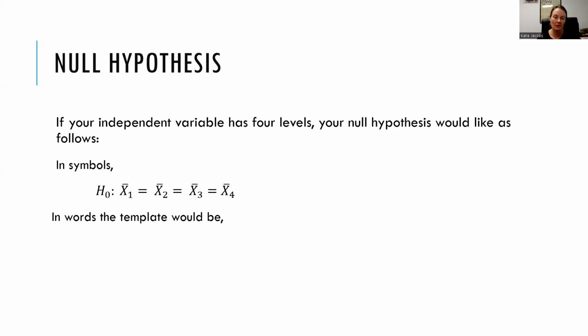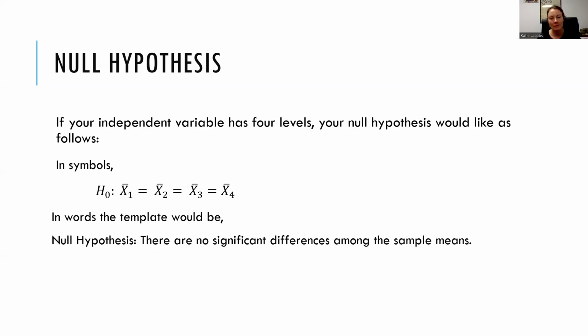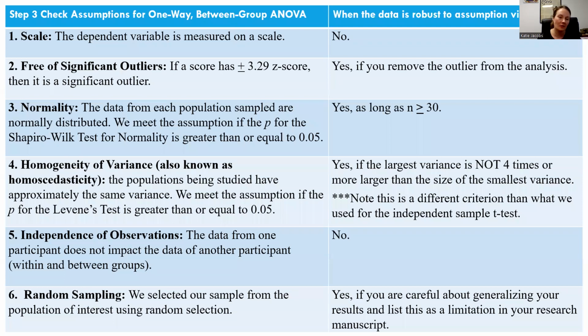All right, so in words, our template would look like this: null hypothesis, then put a colon. There are no significant differences among the sample means. We remember that this is just a template. We would have to insert our dependent and independent variables into it to match up with whatever study that we're doing. So then our next step is checking our assumptions, and none of the assumptions that we're doing in here will be different than what we've done before.